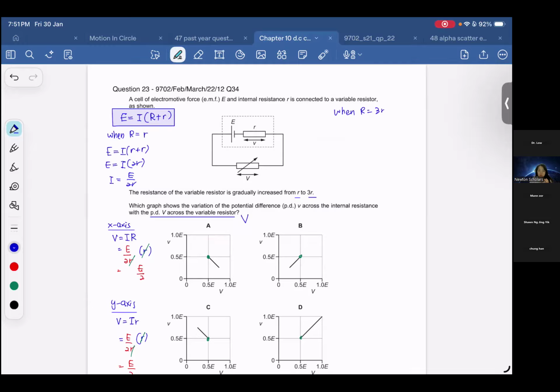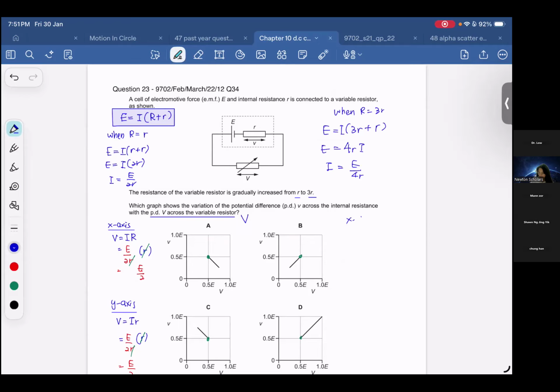So what is the graph showing? Okay, you do the same thing. Here E equals I times (3R plus R), which means it will become 4R. So E equals 4RI. Then I equals E divided by 4R.